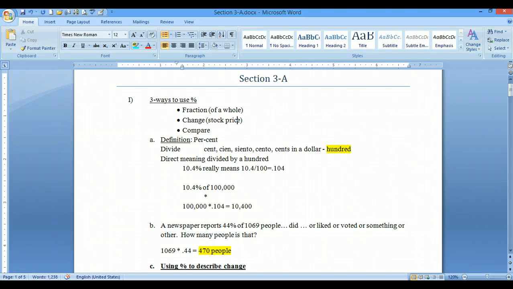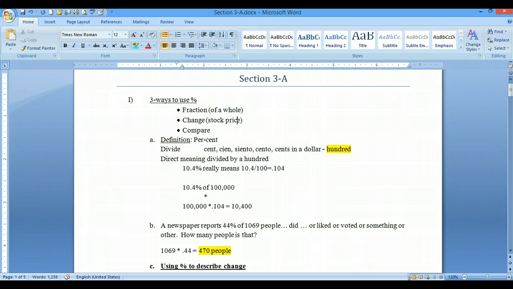Section 3A, Roman numeral 1, 3 ways to use or represent percents. The first way is a fraction or part of a whole. The next is change of one item, such as stock price. And the next is to compare two different objects.